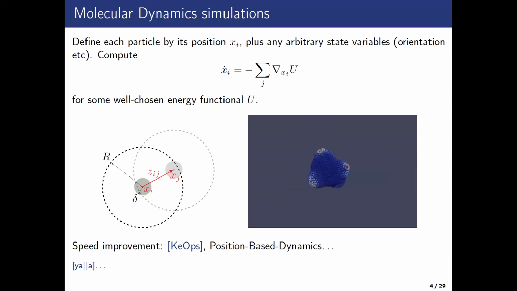You just hope that if you find a good interaction energy or interaction forces between these point particles, then you can obtain something interesting. So here's an example where each cell would be just one ball, and you can grow different types of shapes. So that kind of model is actually very useful for morphogenesis.